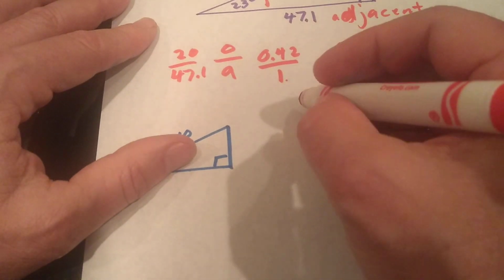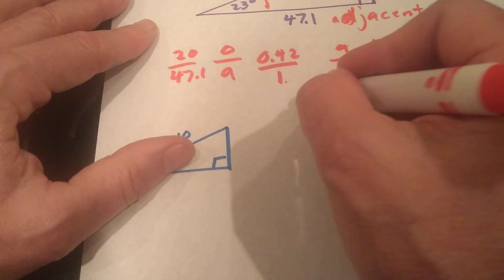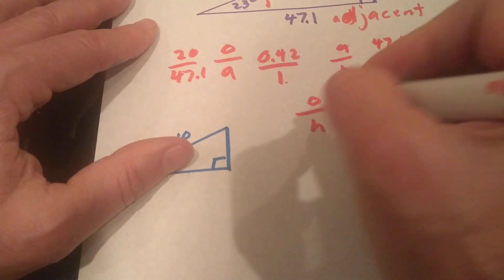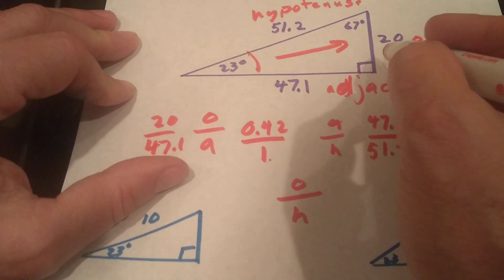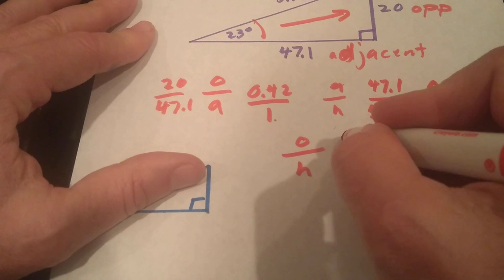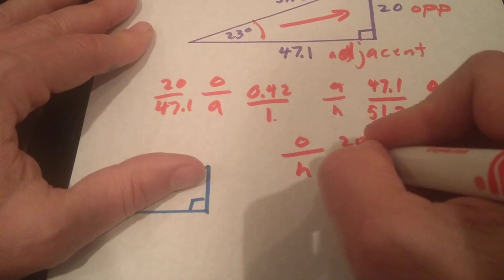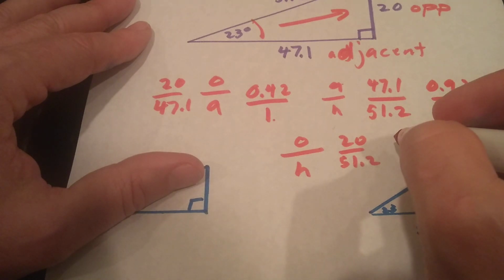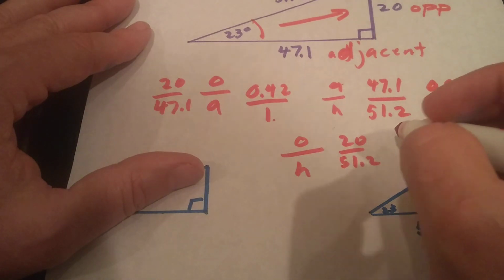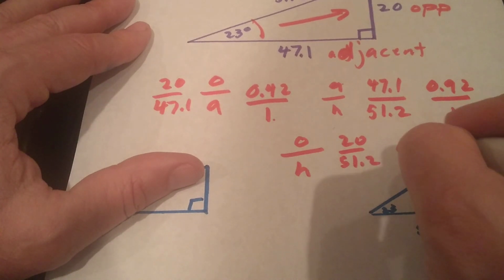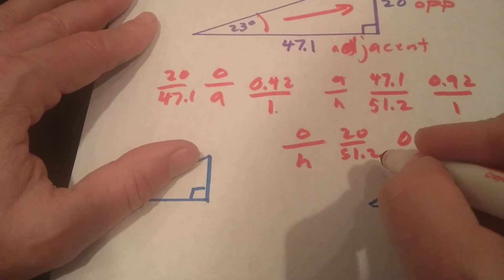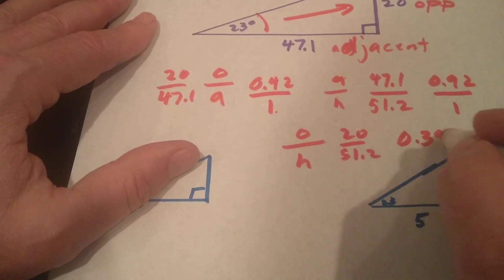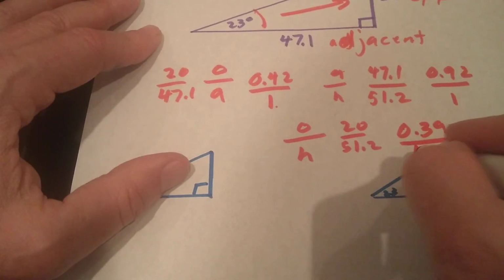And then finally, what haven't I compared yet? Oh, the opposite over the hypotenuse. So my opposite is 20. My hypotenuse is 51.2. So 20 over 51.2. And that comes out as, I've got it written over here somewhere, 0.39. Okay, which makes sense. This is less than half, so this should be less than 0.5. And I can think of it as over 1.